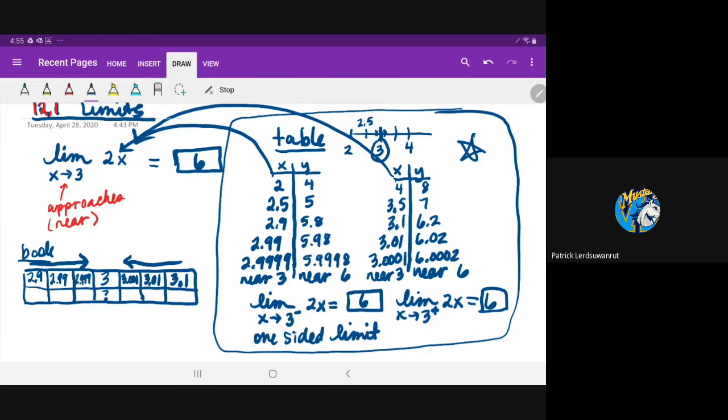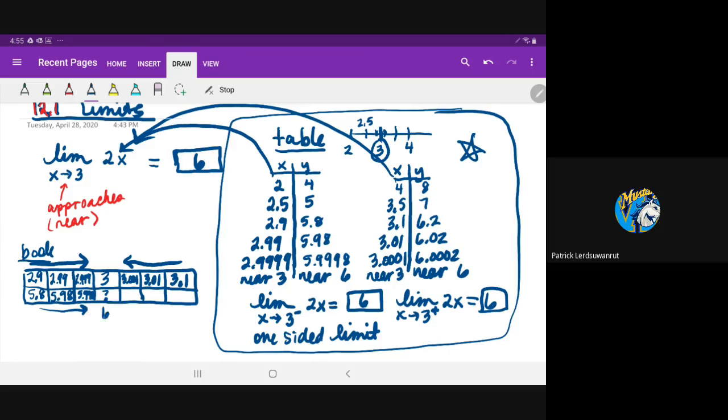Okay, so what would this be? This would be 5.8, substituting that point in. This would be 5.98. This would be 5.998. So what do these look like they're going towards?